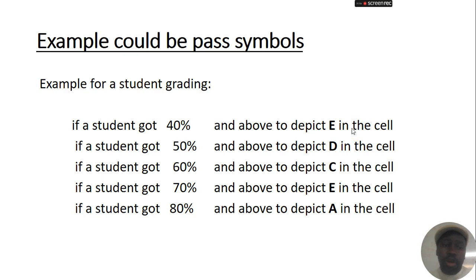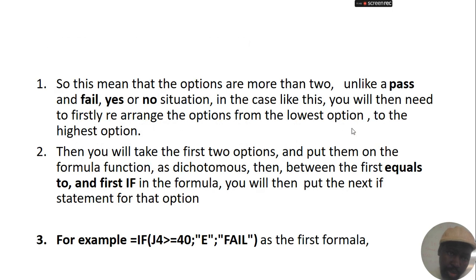So if, for example, let's say you want options for the student marks: a student who got 40%, you want them to get a symbol E. The student who got 50, you want them to get a D. The student who got 60, a C. A student who got 70, a B. And the student who got 80, an A. So this means that the options are more than 2, unlike the pass or fail or yes or no situation.